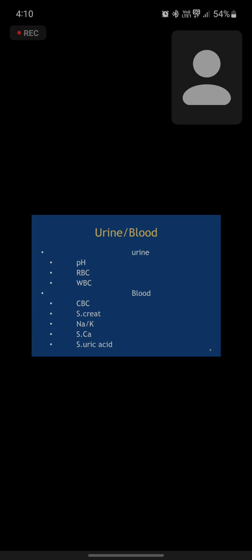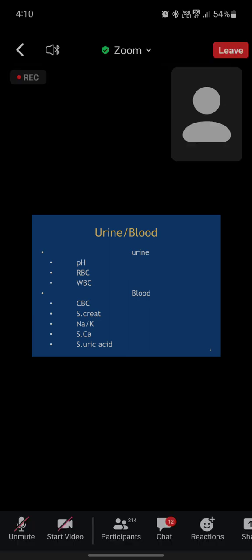In blood investigation, CBC is done to look for infection. Renal function, sodium, potassium are done to know the etiology of the disease. Some diseases I will discuss later on are associated with changes in the sodium, potassium and chloride level of the blood. Serum calcium, as you all know, calcium is one of the common constituents of stone.